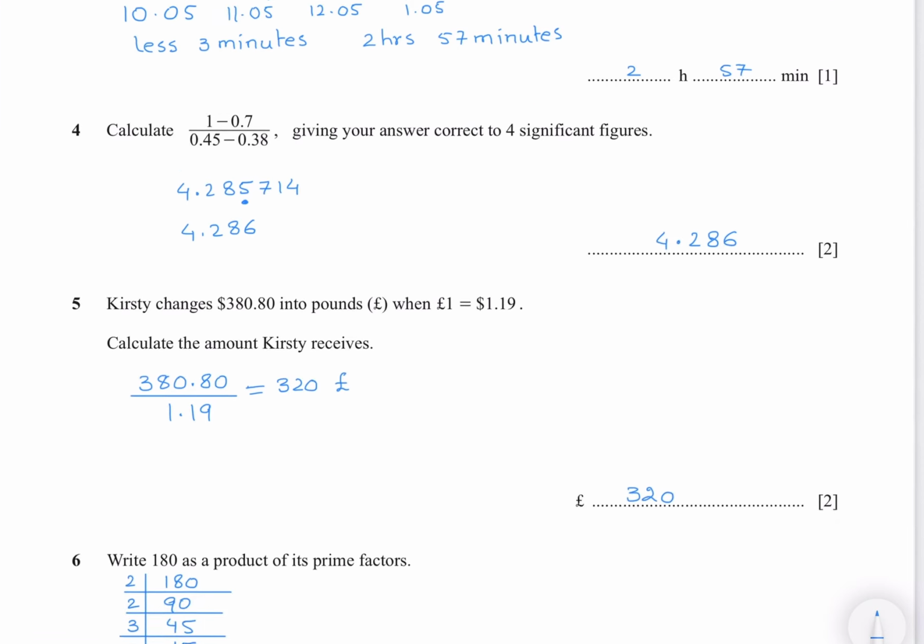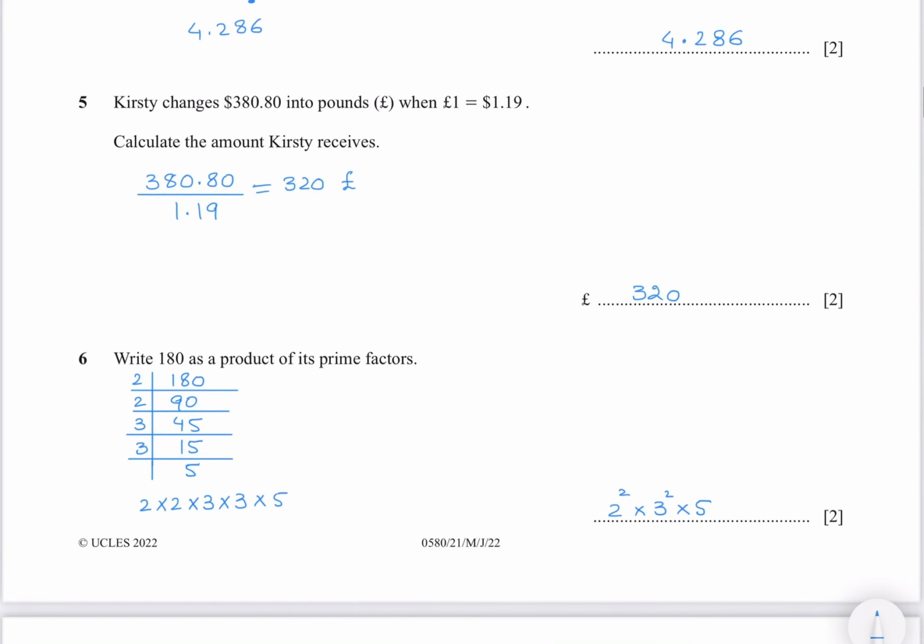Question number 5. Christy changes $380.8 into pounds when 1 pound equals $1.19. Calculate the amount Christy received. So you have to divide 380.8 by 1.19 because pound is strong. So you have to divide dollar by 1.19 pound. 320 is your answer.